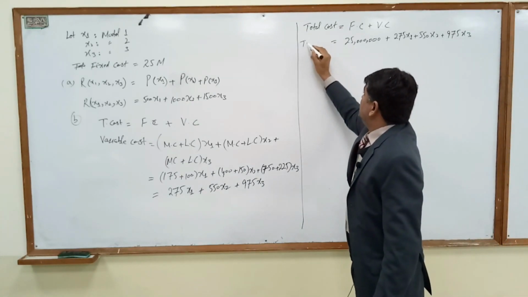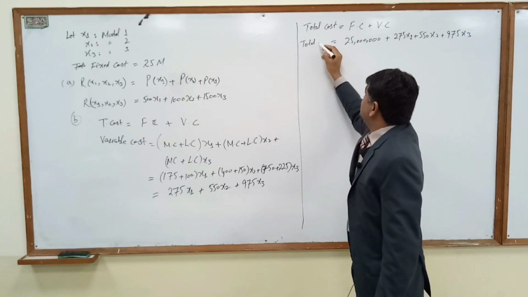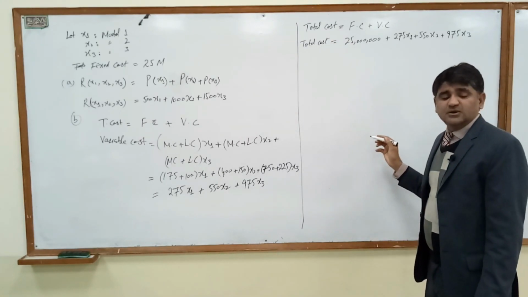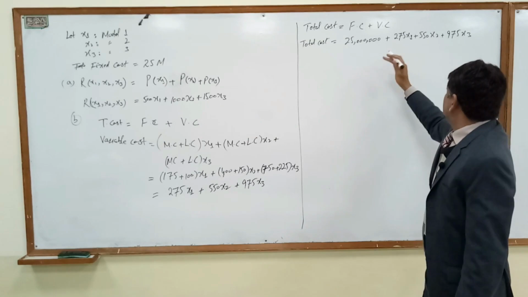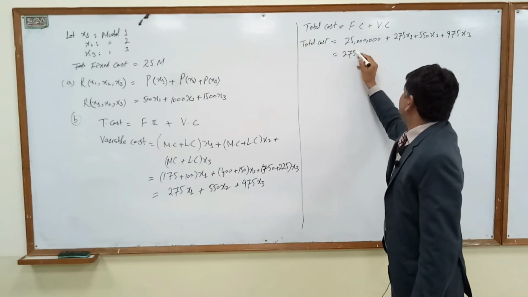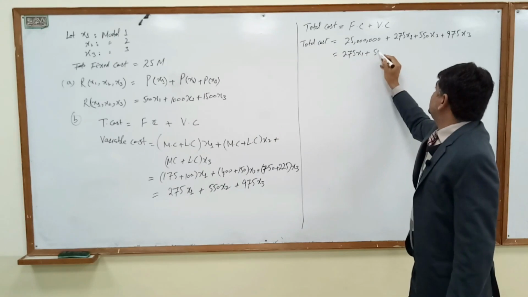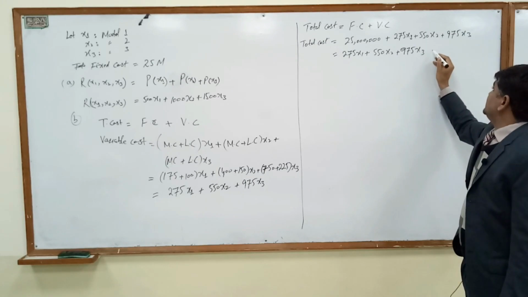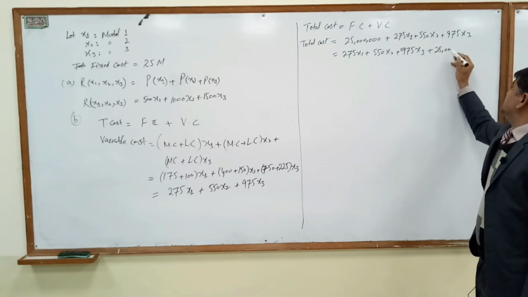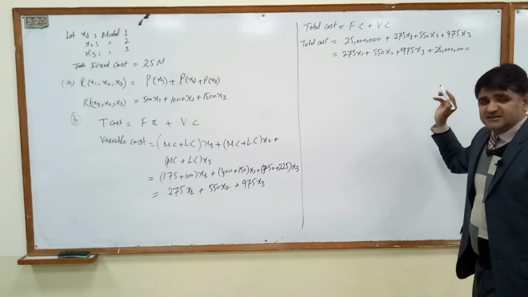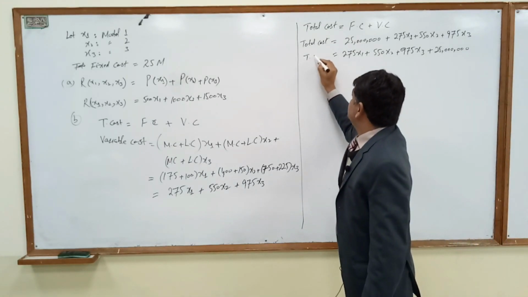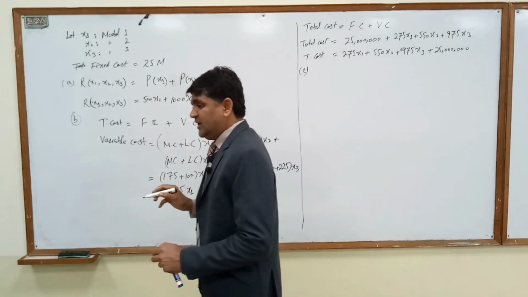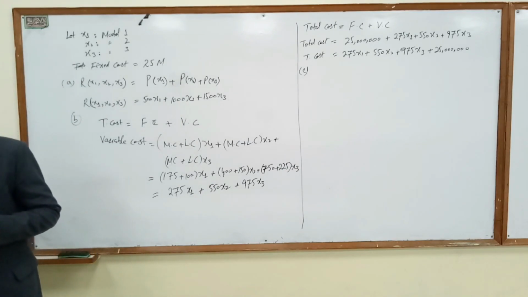As we know, normally we write the variables first and the constant later. Yes. We can write 275 X1 plus 550 X2 plus 975 X3 plus 25 million. Got the point, students? Yes, sir. That is about total cost, and we are required to find the function of total cost.